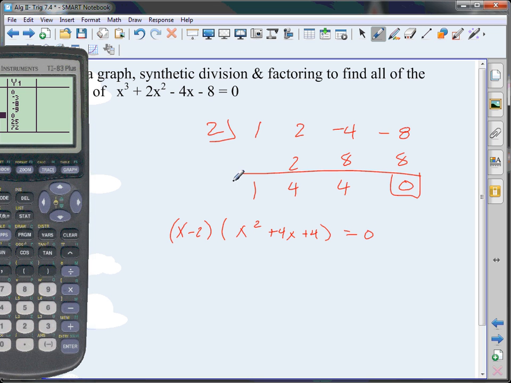I need to try to factor this one. I'm going to see if it's special. Can I take the square root? X. Can I take the square root of this? 2. Is 2 times x times 2, 4x? X plus 2 squared, 0. I have zeros at 2, -2. There's only 2 zeros, because technically, it's a double root right here. I have 2 zeros.